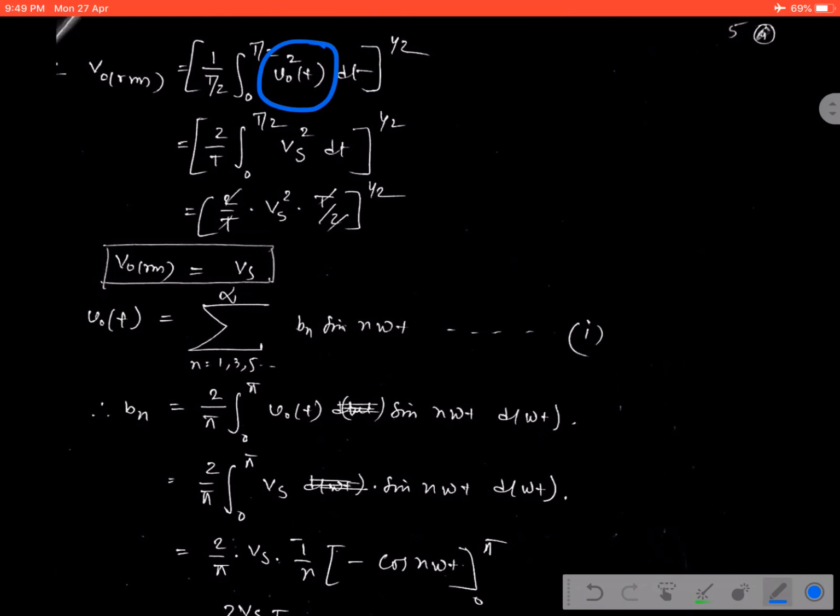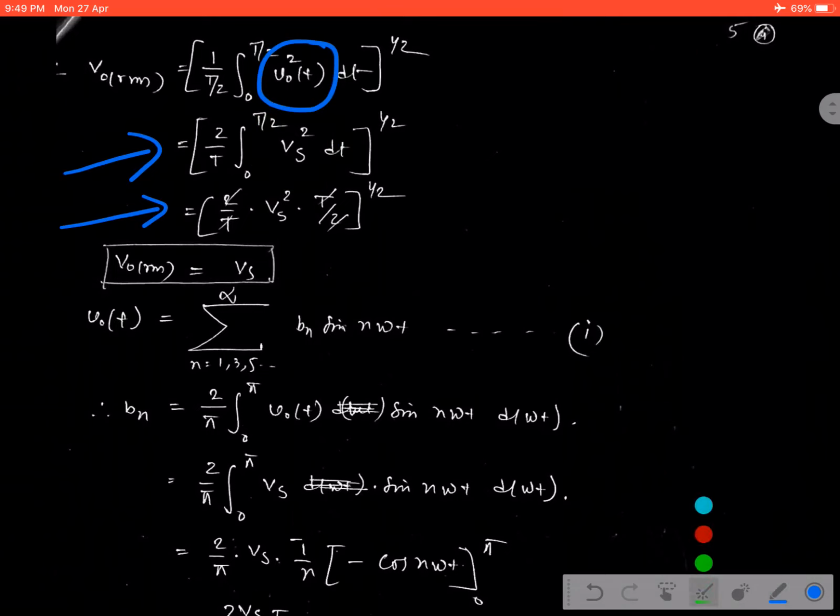And we have taken the limit 0 to T by 2 for the first half cycle or positive cycle, and the time duration is T by 2. That is why the expression will be 1 by T by 2, integral 0 to T by 2, V0(t) square dt, under root. After simplification we have this result, as the output voltage is similar to the input voltage, we can replace the term by Vs, and further integrating this part, that is Vs square, we will get this result: 2 by T, Vs square, T by 2, under root.